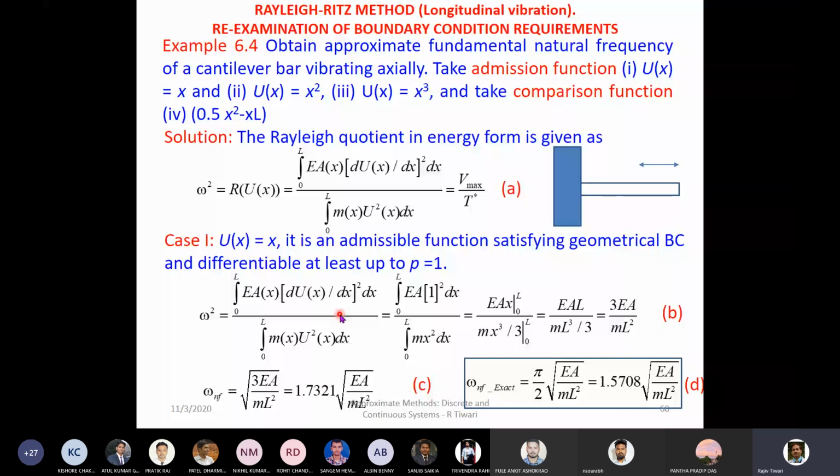Now let us take the fourth case. If we take a comparison function, which is just a quadratic.